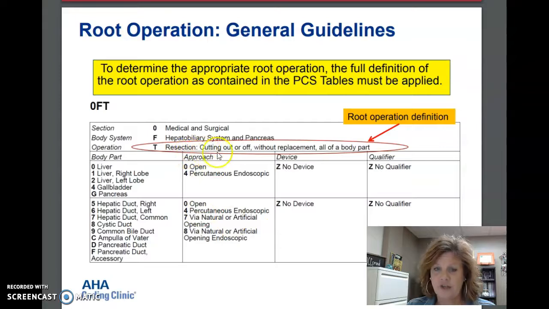So again, resection, cutting out or off without replacement all of a body part, okay? All of a body part. So we've been talking about the gallbladder. They're taking the whole gallbladder out, okay? So again, they're not replacing it with a different gallbladder. They're not just taking part of it, it's total.